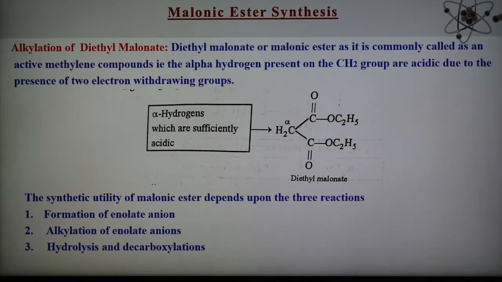In the alkylation of diethyl malonate, we know that diethyl malonate, or malonic ester, is commonly known as an active methylene compound, because the alpha hydrogens present on the CH2 group are sufficiently acidic due to the presence of two electron withdrawing ester groups. The synthetic utility of malonic ester depends upon three steps: formation of enolate anion, alkylation of enolate anion, and hydrolysis and decarboxylation.